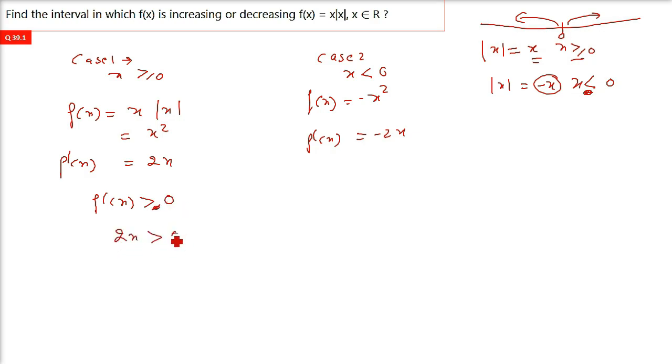So f dash x should be greater than 0. The 2x should be greater than 0, or it should take the equality sign also. So x should be greater than or equal to 0 because we have divided both sides by 2 here. X is greater than or equal to 0. That is, we are talking about plus here. Now coming to this one.